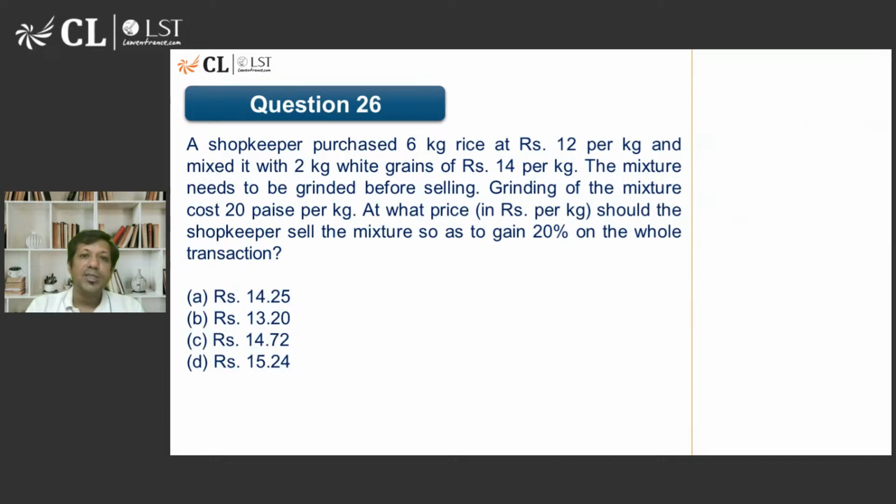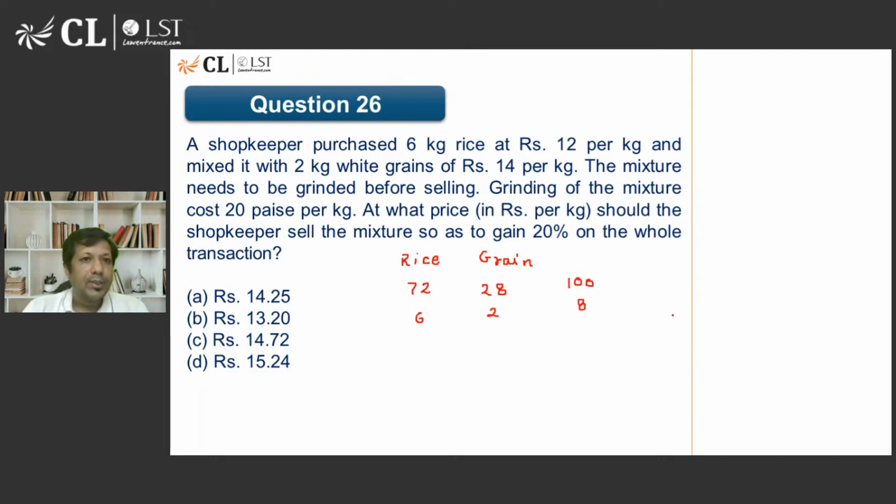So a shopkeeper purchased 6 kg rice at 12 per kg. Okay, so what is the total price of rice? I would say 72. Mixed it with 2 kg of white grains. Okay, so what is the price of grain? That is 28. So the total price is 100 right now. So I have 6 kg, I have 2 kg, and the total price is 100, for how much? 8 kg.